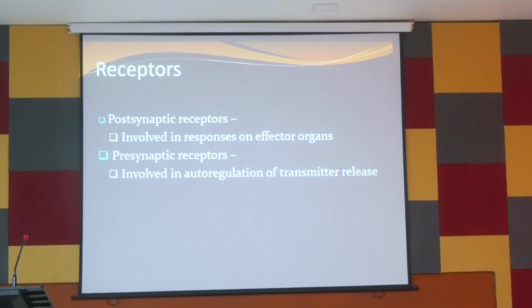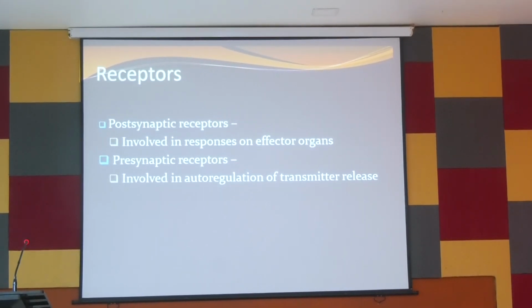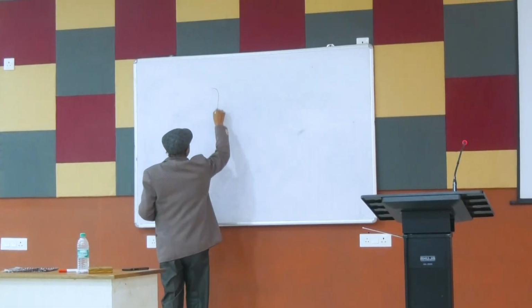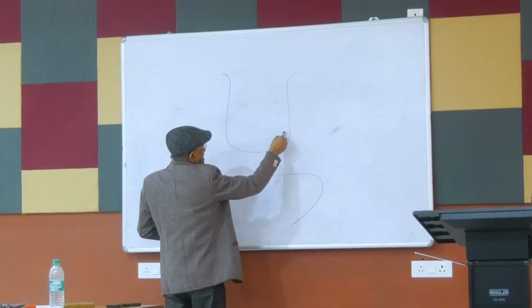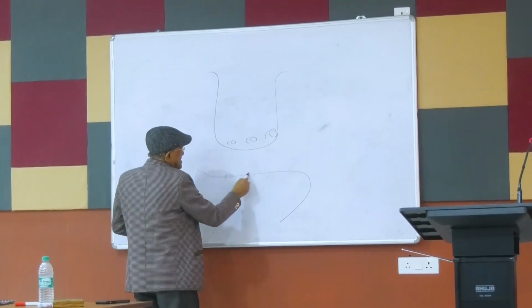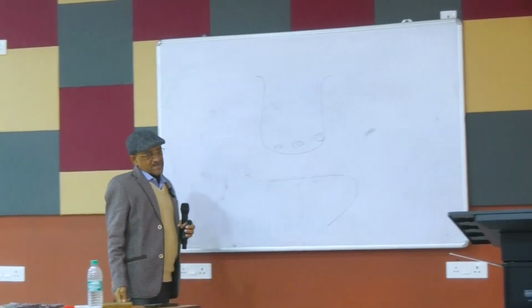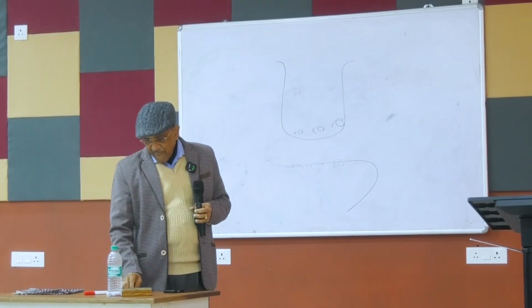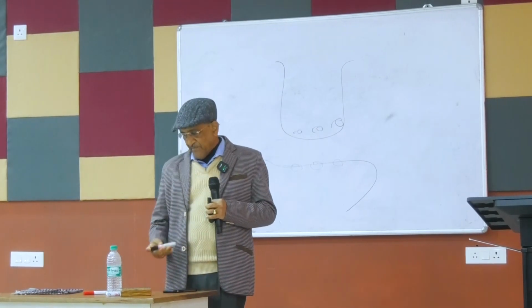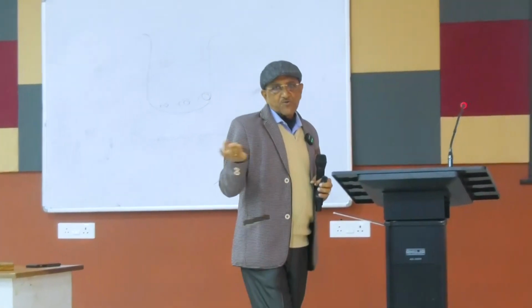What are the receptors? Receptors may be presynaptic receptor or postsynaptic receptor. So there may be receptor in this region or in this region. So these are the presynaptic receptor and these are the postsynaptic receptor. Presynaptic receptors are mainly involved in autoregulation of release of different types of neurotransmitter of a particular system.